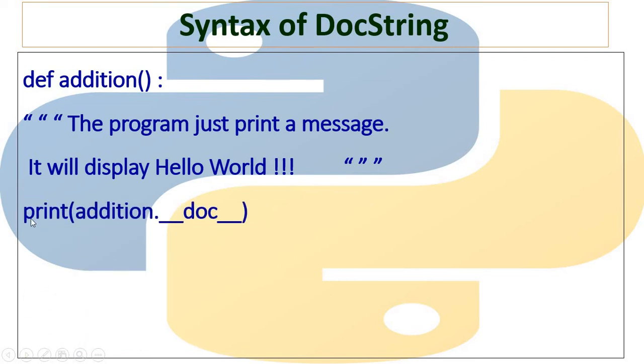And then this is the way of calling a document string. See how it is called. Here we are writing addition; addition is the name of our function. So addition dot, double underscore, doc, and then double underscore. Remember, this double underscore doc double underscore is a compulsory part. The document string for all functions will have the same name. Only the function name can be different.